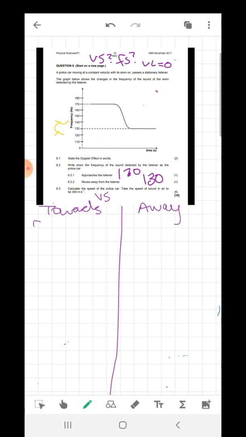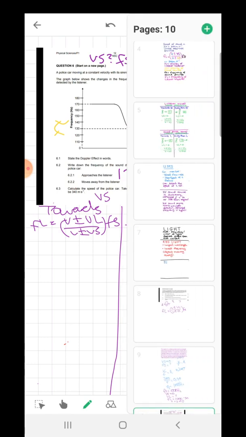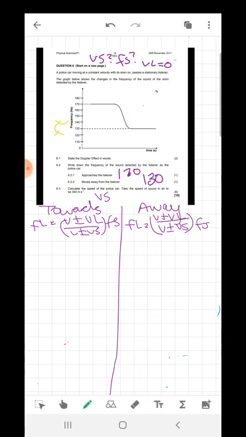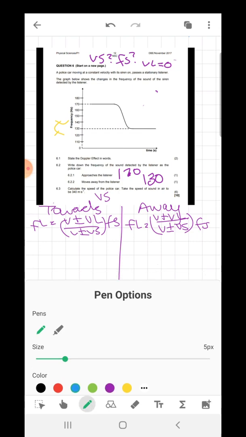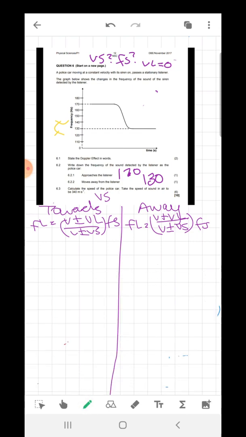So let's quickly write down the formula. FL is equal to (V plus minus VL) over (V plus minus VS), all multiplied by Fs. And then we're going to have FL is equal to (V plus minus VL) over (V plus minus VS), all multiplied by Fs. Did I do that correctly? Yeah. Okay. So in the towards equation, we have to use the bigger frequency, because when you move closer to something, the observed frequency is greater. So we're going to use 170.